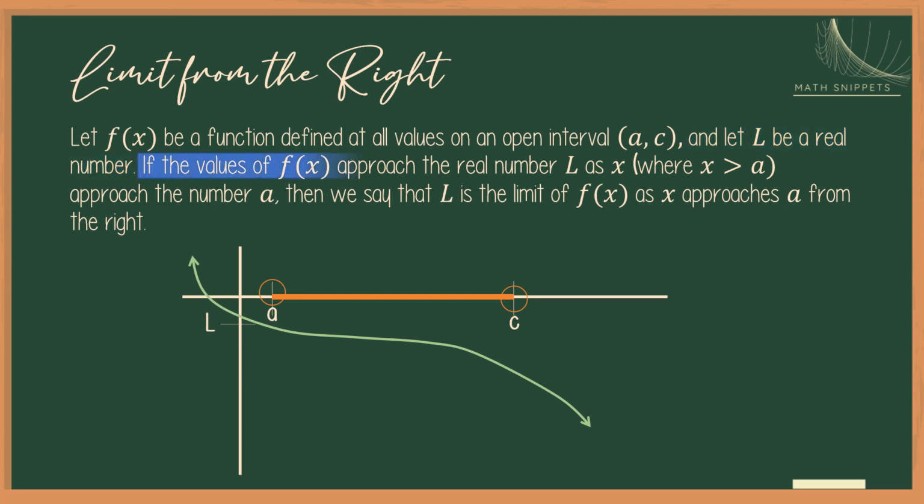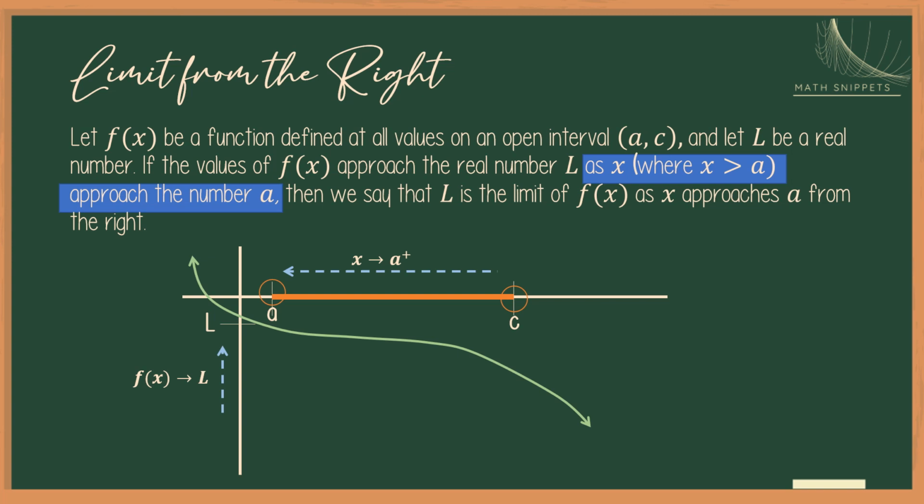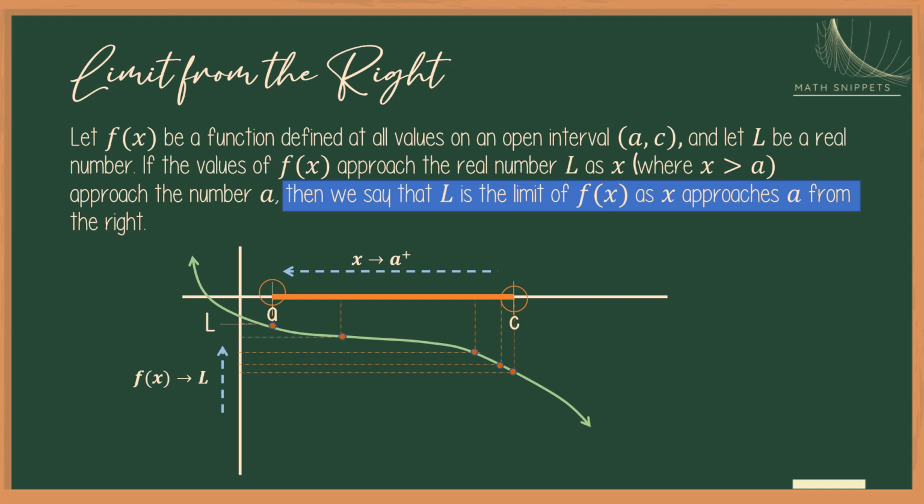y-axis, and if the values of f of x approach the real number L, as x approaches the number a from values that are greater than a, we say that this is as x approaches a from the right. So let's look at points on the graph. Let's start at a point that's farthest to the right of a and let them move towards a. If you notice, the points on the graph are also moving towards the point (a, L). Now, if this is so, then we say that the limit of f of x as x approaches a from the right is equal to L. So we have that in symbols.